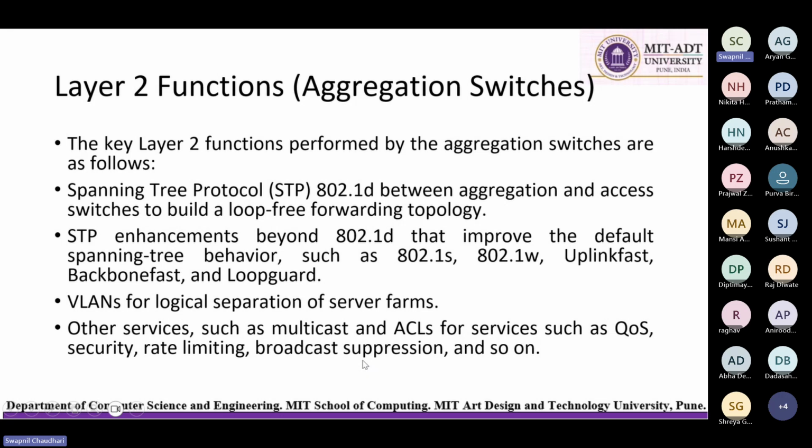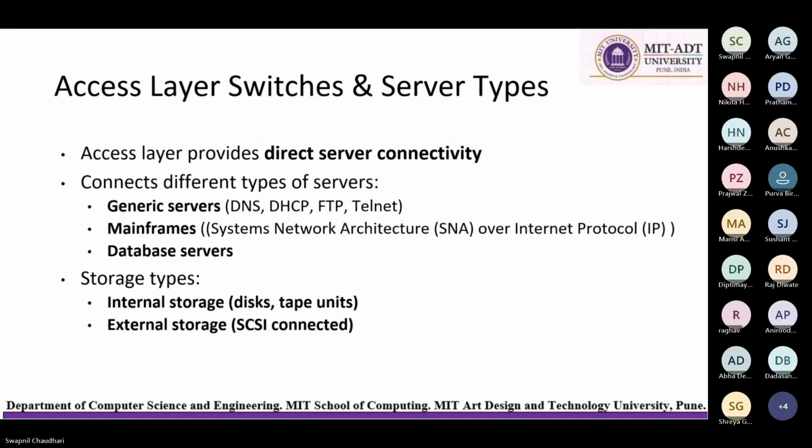the excessive broadcasting traffic. So why are these layer 2 functions important? These functions ensure loop-free networks and better performance. You can say security and controls, and efficient traffic management also come into play. That is why these layer 2 functions are very important in data center management.